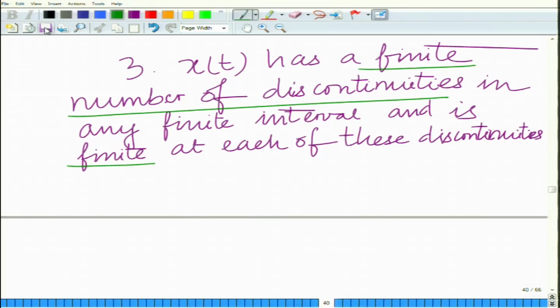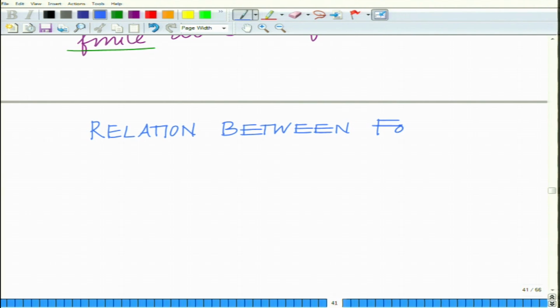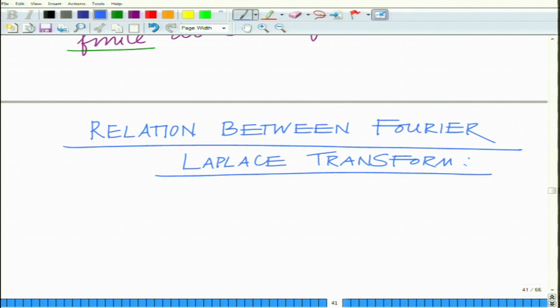Okay. Now, the relation between the Fourier and the Laplace transform. So, we have seen the Laplace transform previously. What we want to see now is the relation between the Fourier and the Laplace transform.